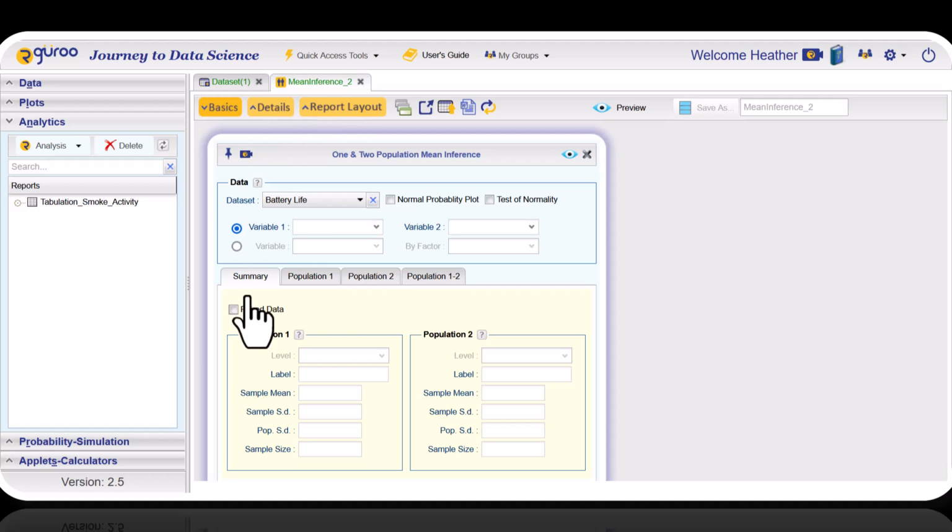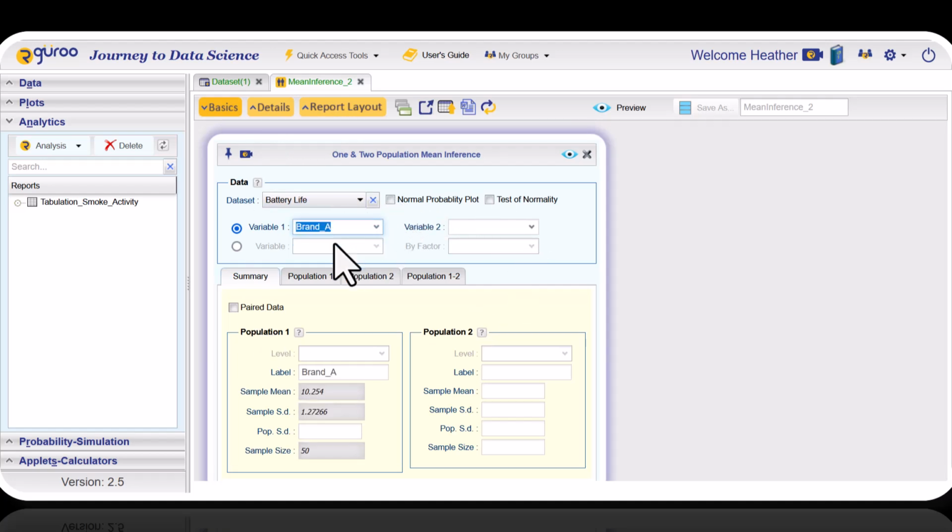Now I have to tell the software what I want variable 1 to be, and very simply I'm going to make it brand A. I'm going to make variable 2 brand B. So let's look at what the software has already done for us. It's already calculated for us the sample mean, the sample standard deviation, and it's also counted the sample size.